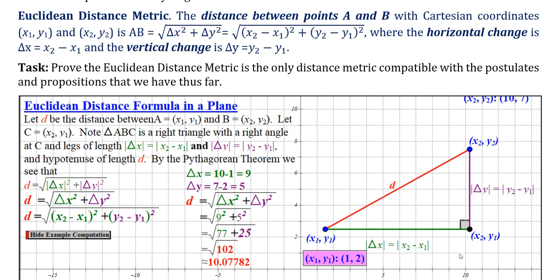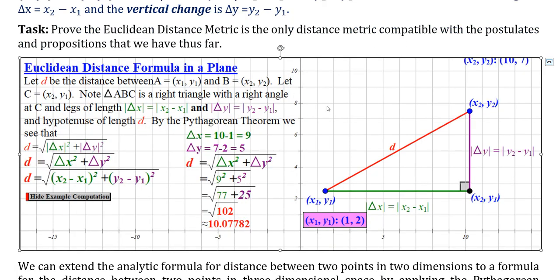If you have a point x1, y1 here, and a point x2, y2 here, then you can see what we get here.